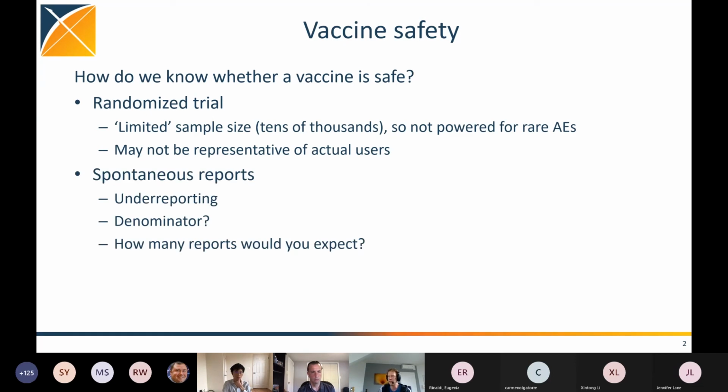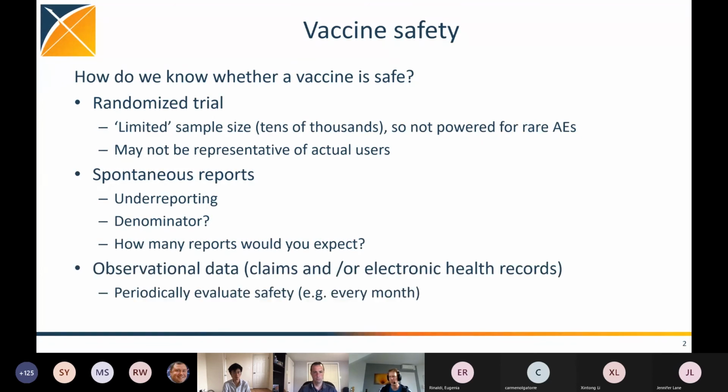Another way to look at vaccine safety is through use of spontaneous reports. That's something that is being done quite often. A shortcoming of this approach is that there can be a lot of underreporting, even up to 95% underreporting of adverse events that occur after vaccination. Also, it's not always easy to determine what the denominator is. So you know how many bad things are reported, but you don't know how many people were exposed. And also, you need some sort of a background rate, which Shintong's work that she presented just before me actually tries to inform on that question.